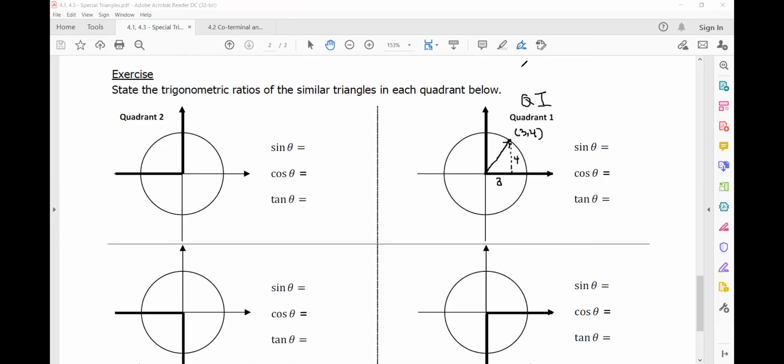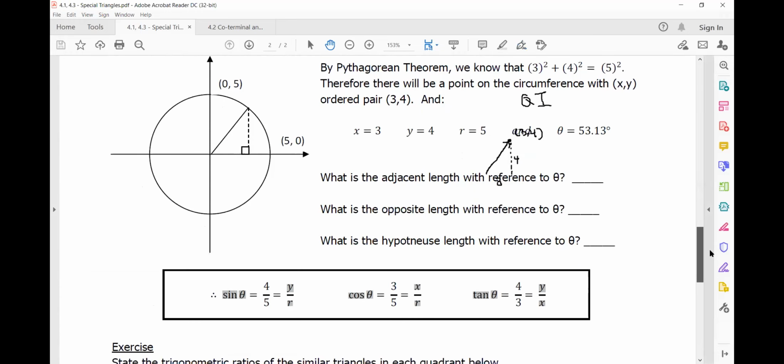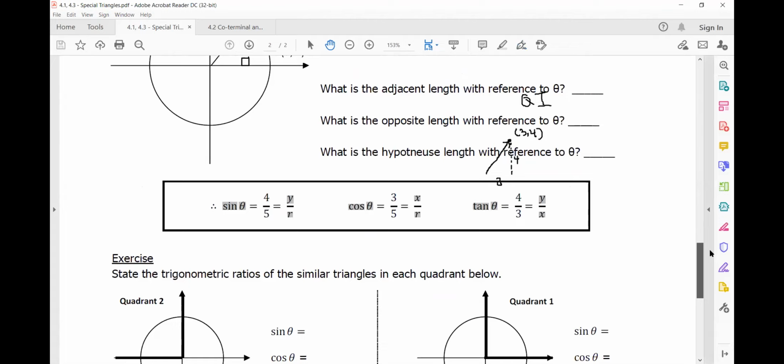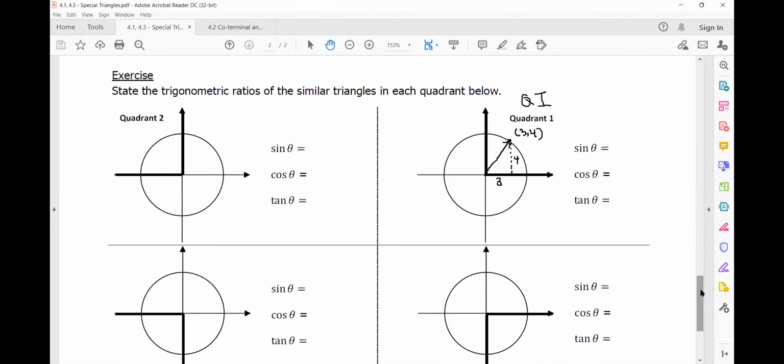And if you remember from the notes I had above, instead of using opposite and adjacent, we are now going to be dealing with x, y, and r. So for sine, we are now using y over r, which means 4 over 5. Cosine is x over r, which is 3 over 5. And tangent is y over x, which is 4 over 3.